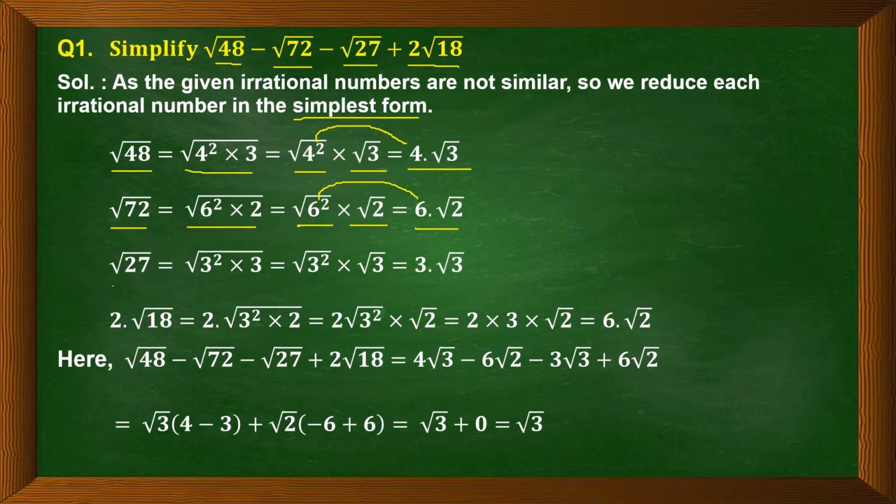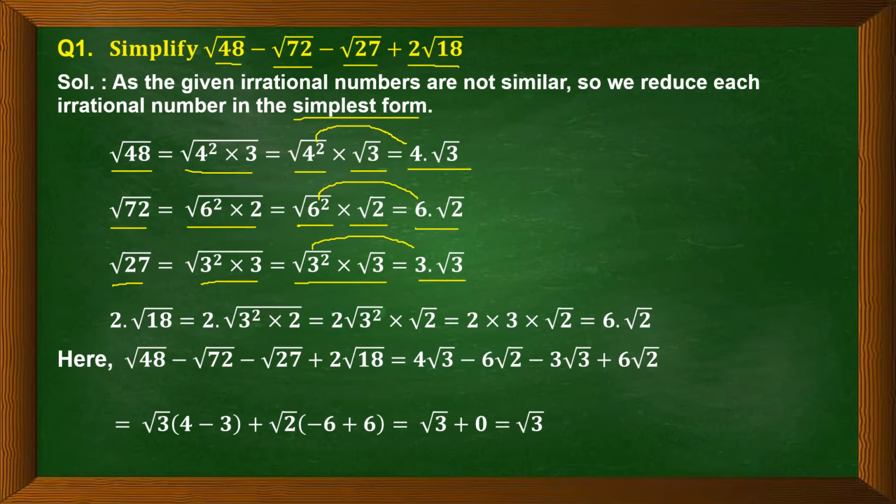Now we have root 27. 27 is 9 into 3. 9 can be written as 3 square into 3. Now further split it, root of 3 square into root 3. Root of 3 square is 3, so 3 into root 3.